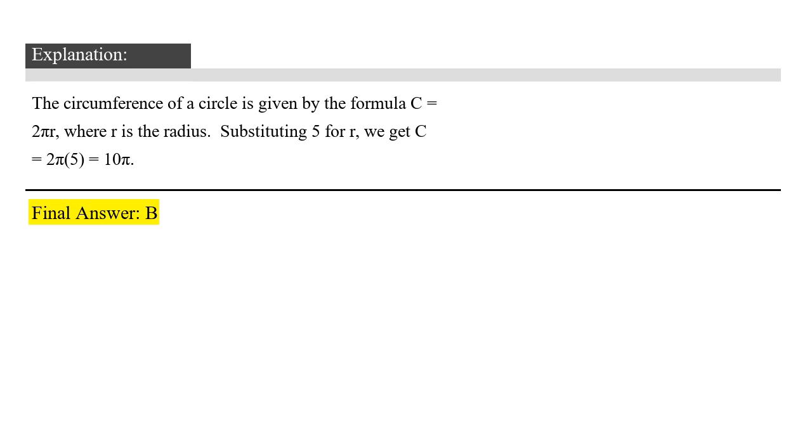The diameter of the circle is equal to the side length of the square. Substituting 5 for r, we get c equals 2 pi times 5 equals 10 pi.